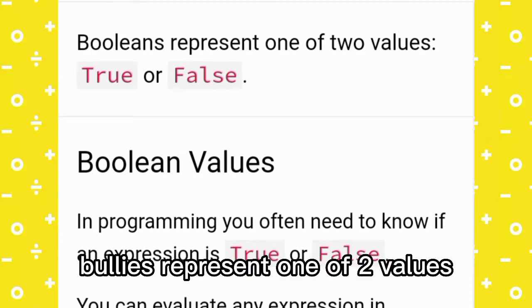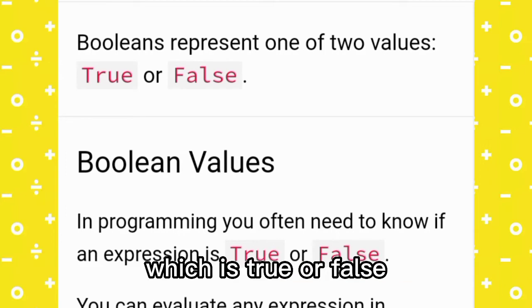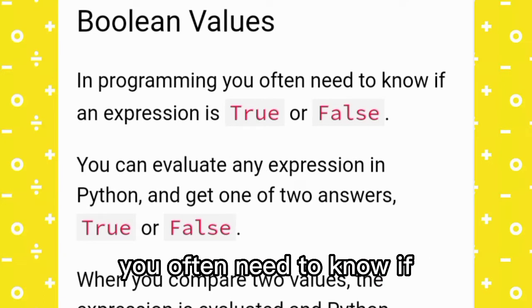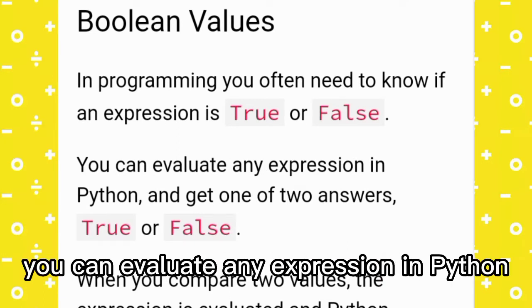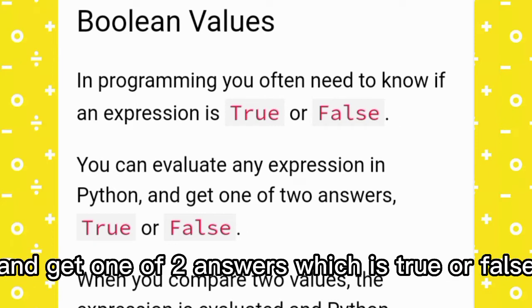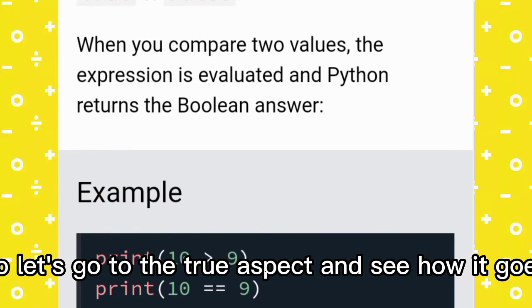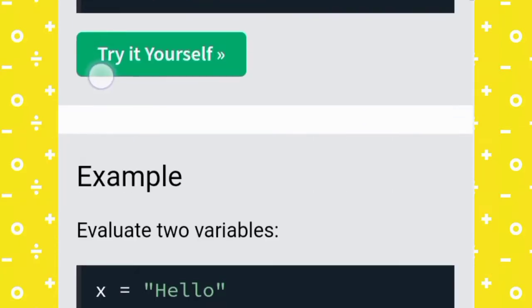Booleans represent one of two values, which is true or false. Boolean values. In programming, you often need to know if an expression is true or false. You can evaluate any expression in Python and get one of two answers, which is true or false. So let's go to the true aspect and see how it goes.